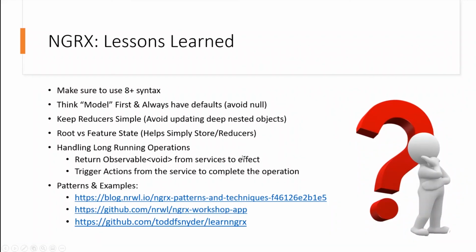So I have a link somewhere. I'll have to dig it up that shows you the different styles and how to map them back and forth. So I always use 8+ syntax. When you are working with NgRx or even Redux, always think model first. What I mean by that is think of your application, not about the UI, not the buttons and the colors and things on your application.